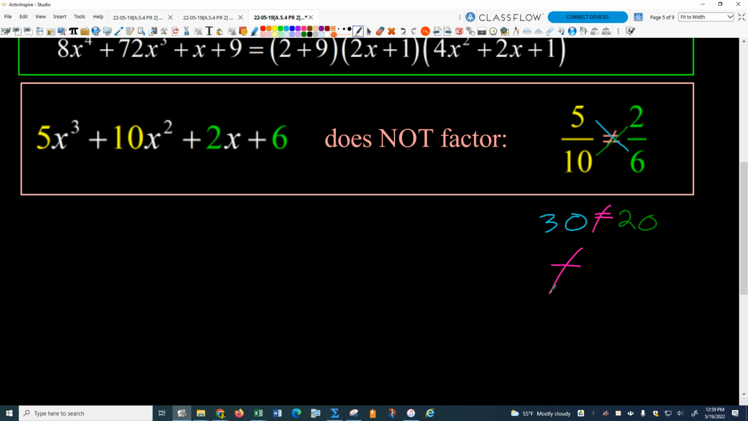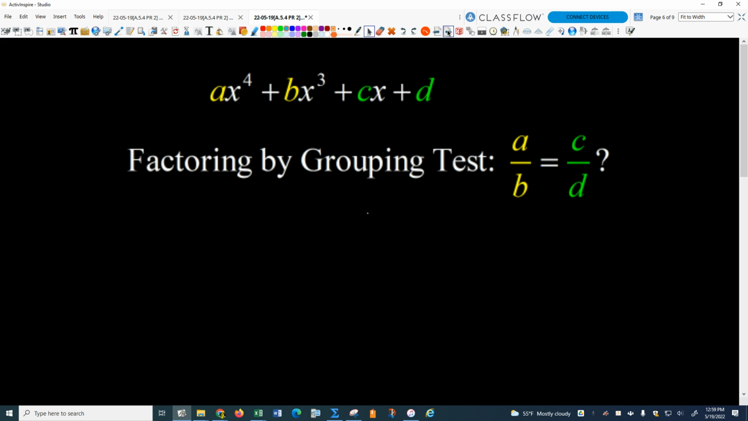Everybody get that? So you can run this coefficient check. The factoring by grouping test is just, does the first coefficient divided by the second equal the third divided by the fourth? If yes, go for it. It's going to work. If not, stop. It's not going to work.